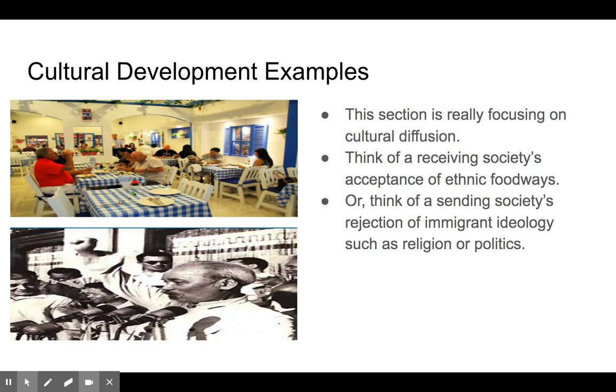And the last one is cultural developments, and some examples to keep in mind. This section is really focusing on cultural diffusion, meaning how ideas and practices are exchanged between two cultures that come into contact with one another. So again, you have a receiving society that is taking in an immigrant population. That receiving society's acceptance of ethnic foodways. The image on the top is of a Greek restaurant. You can think of many other restaurants, such as Chinese food or Italian restaurants or things of that nature, where there's a cultural change that occurs because of the acceptance of these foodways that they would not otherwise have been exposed to.